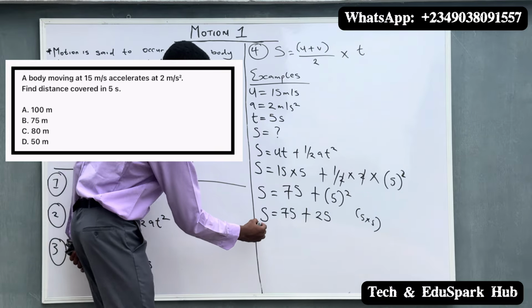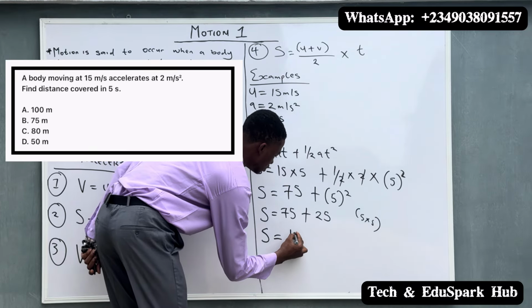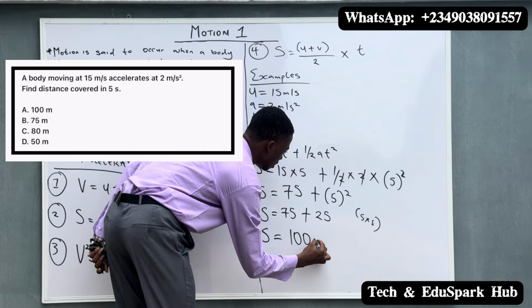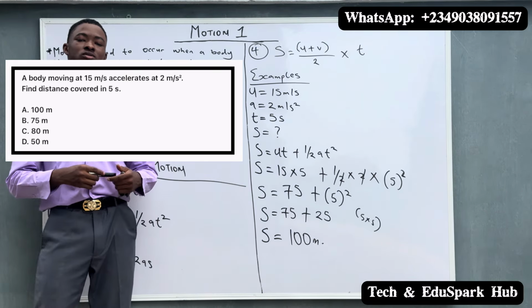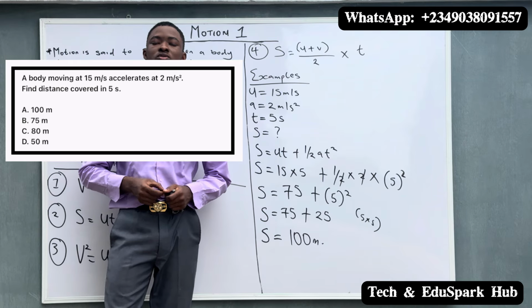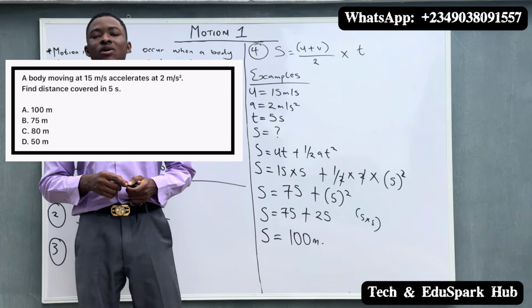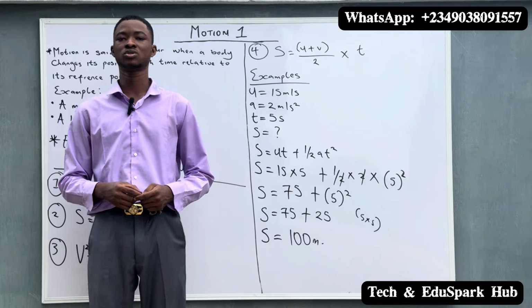So our s will be given as what? 75 plus 25 will give us 100. So we have 100 meters as our final answer to this type of question. So 100 meters is correct, so option A is correct. And this will be all about our second example. So let's look at another example still on the equations of motion.